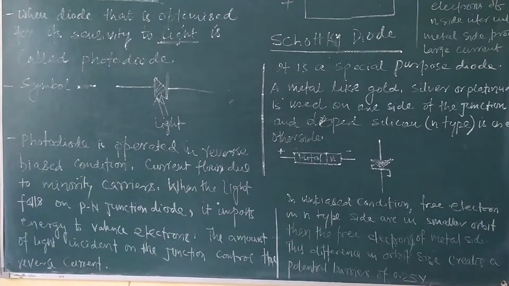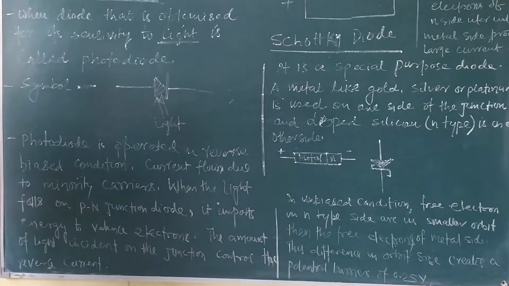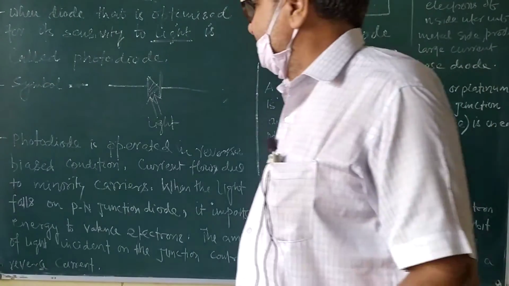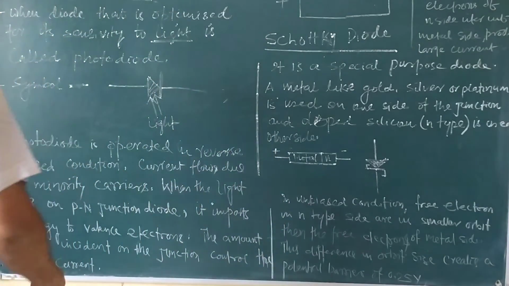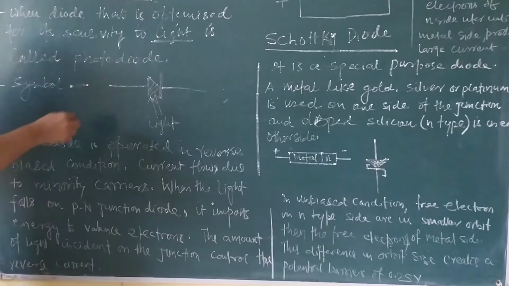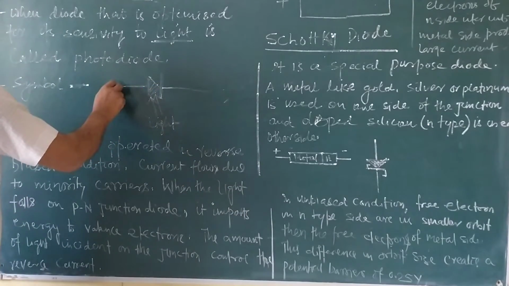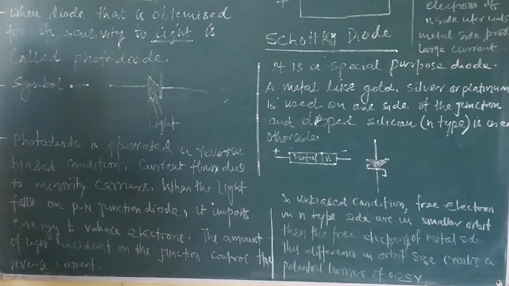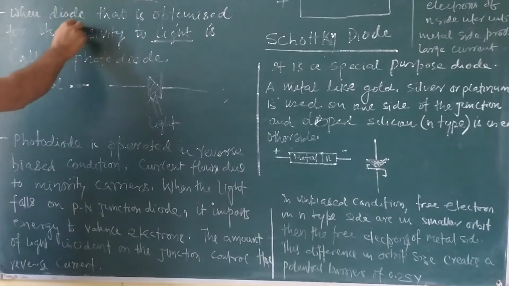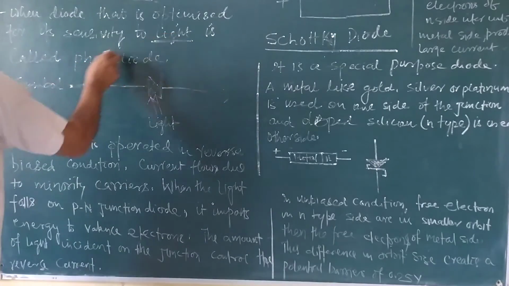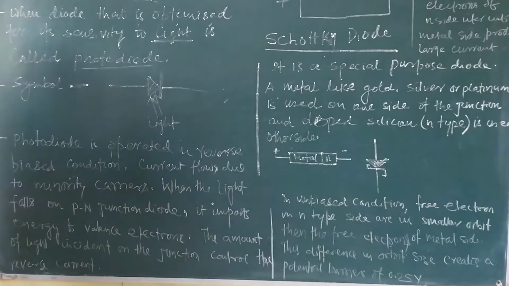Today we will discuss photodiode. Photodiode is a special type of diode. It is just like a PN junction diode, the only thing is it operates in reverse bias condition and it is sensitive to light. This is the symbol of photodiode, where light is incident on the PN junction diode. A diode that is optimized for its sensitivity to light is called a photodiode.